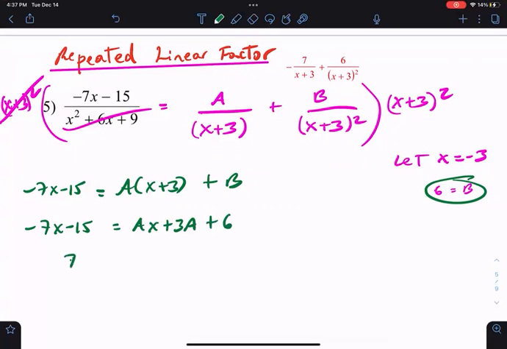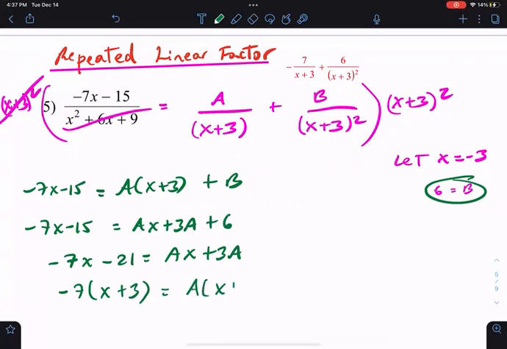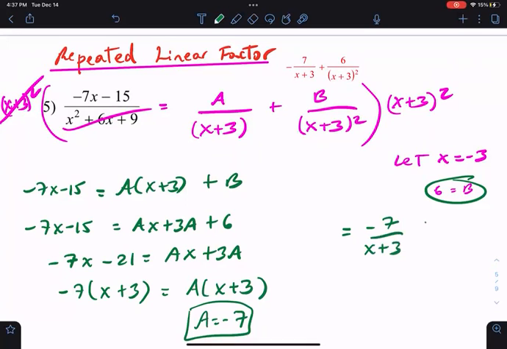This is going to be negative 7x minus 21 equals ax plus 3a, right? So you can factor here negative 7. This is going to be x plus 3. And if you factor here a, you're going to get x plus 3. So you can see clearly that a equals negative 7. So now you need to write it in that form. So this is going to be negative 7 over x plus 3, and b is going to be 6 over x plus 3 to the second power. And that's the answer for that problem, right? This part. Okay. That's repeated linear factor.